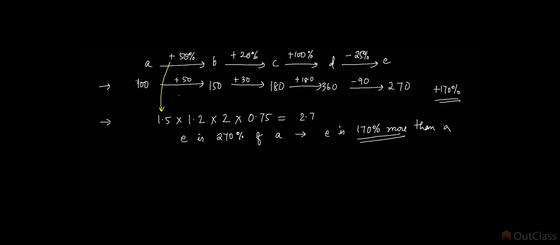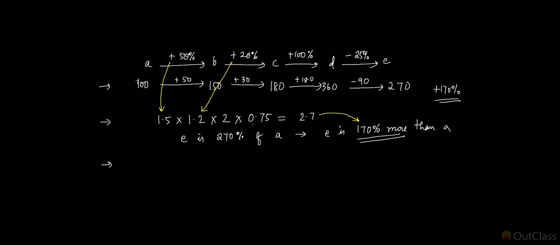50% is 0.5, +1 to convert percentage more to percentage of. You're doing that in every quantity, and you're taking the product, and then at the end you're subtracting 1. 2.7 minus 1 is 1.7, 170% more than A. So you add 1 to convert percentage more to percentage of, and you then subtract 1 to convert the resultant percentage of back to percentage more. That's basically the concept.